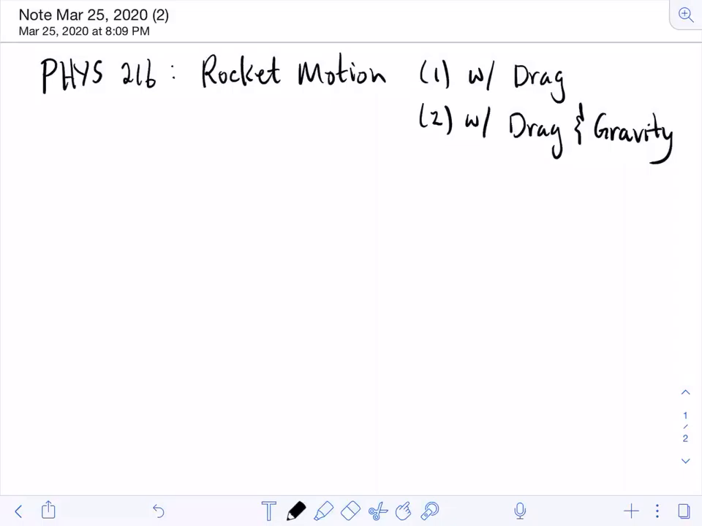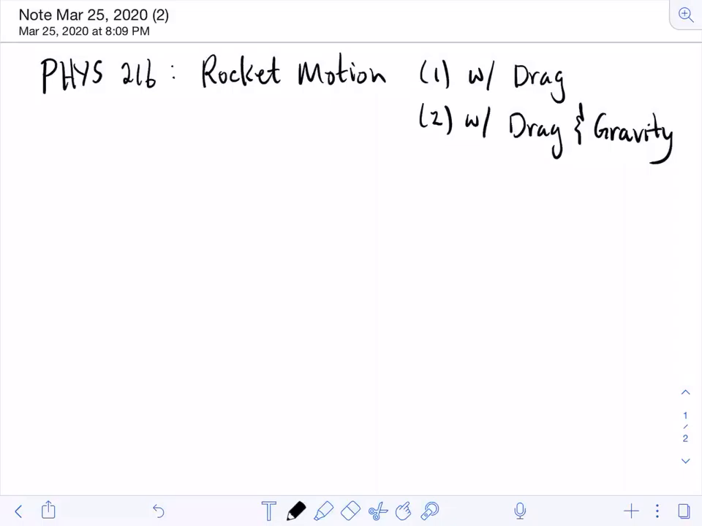What we're going to do today is first consider what the motion of the rocket would be if the only force on it is a drag force that is proportional to the rocket's velocity. And you'll see that the approach to our solution will be slightly different. What we'll end up doing is calculating how the speed of the rocket depends on the mass of the rocket as the fuel is burnt.